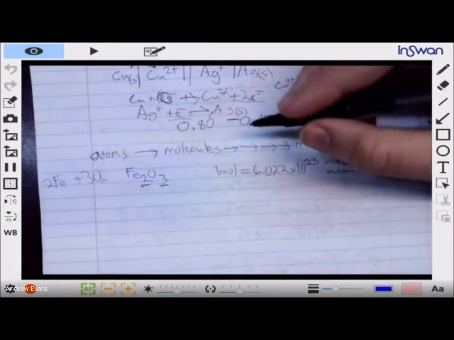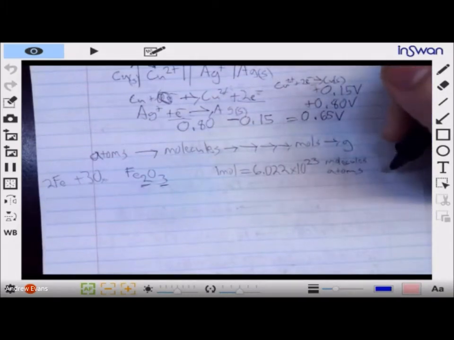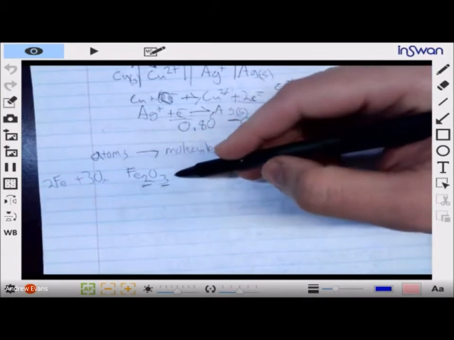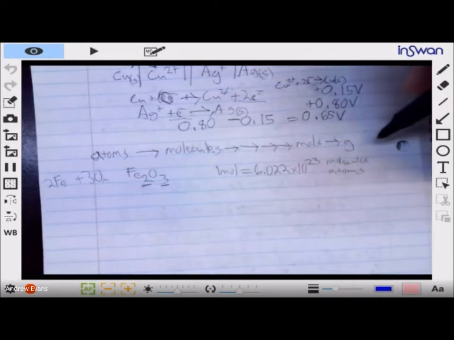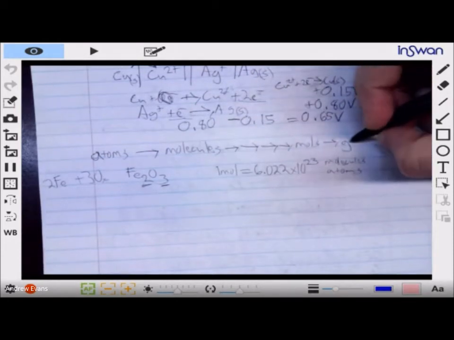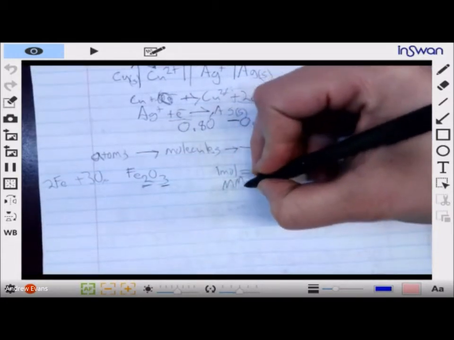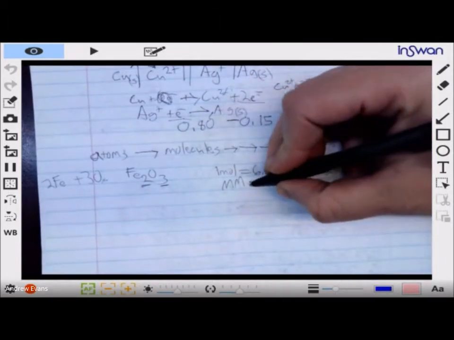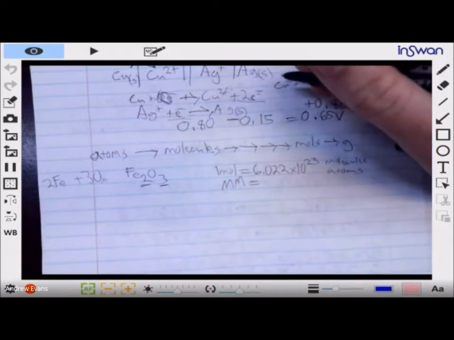If I said I had 1 mole of iron, I would get atoms of iron. If I said 1 mole of iron(III) oxide, then I'll get molecules of iron(III) oxide. It all depends. And then to go to grams, we're going to use molar mass. Molar mass is a way to look at an atomic density. Density, remember, is a way of measuring a mass in a volume. Well, molar mass is the way of measuring a mass in a quantity.